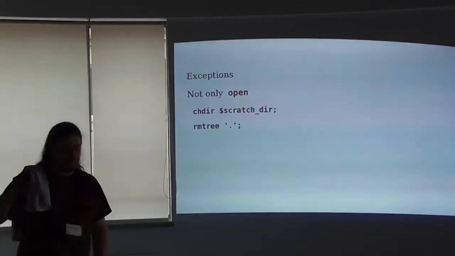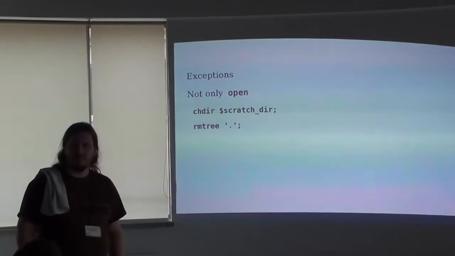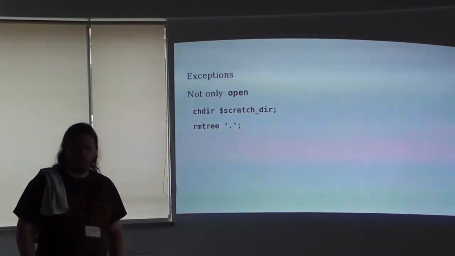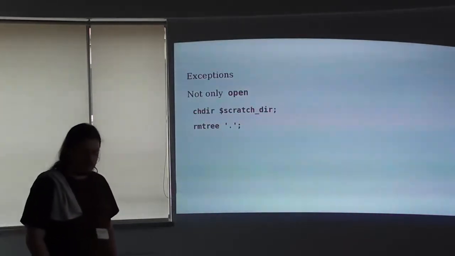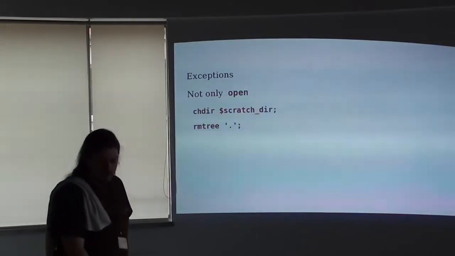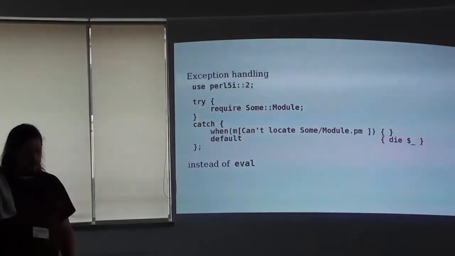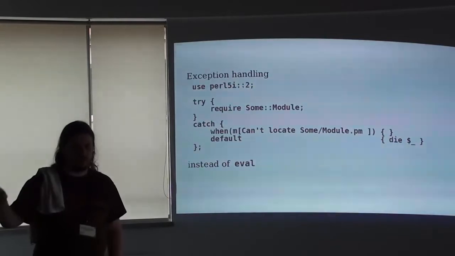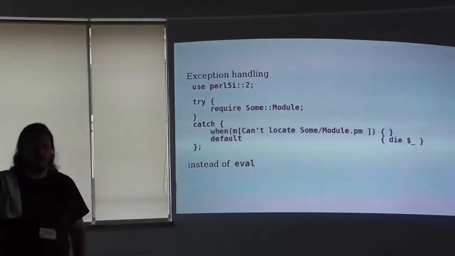So as I said before, this not only works for open and close, but for all the built-ins. All that is passed through a system call will raise an exception if something goes wrong, and then you can handle it instead of doing it manually all the time. And then instead of using eval or this sort of idiom, you can use nicer keywords. This is provided by Try::Tiny.